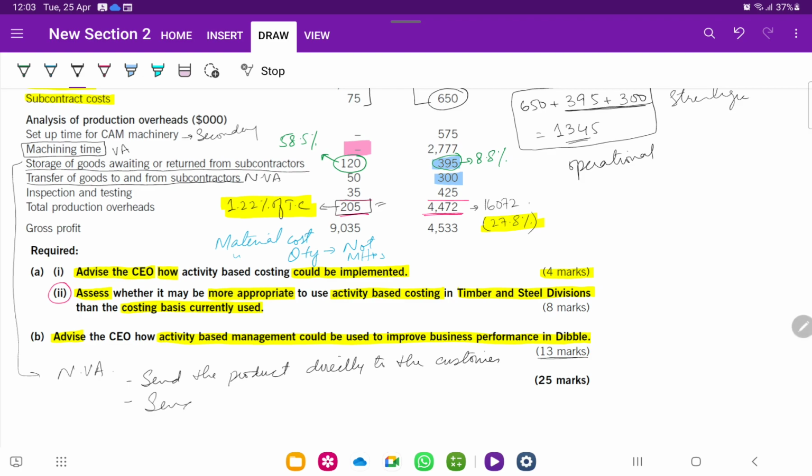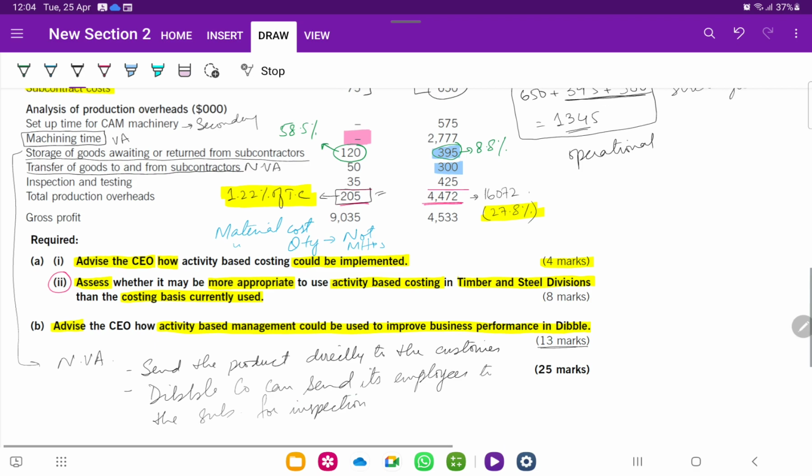We can send our employees, not our employees, Dibble company can send its employees to the subcontractor for inspection.